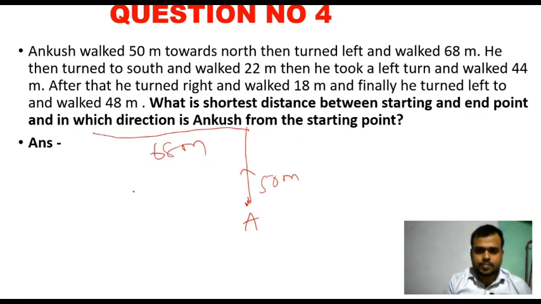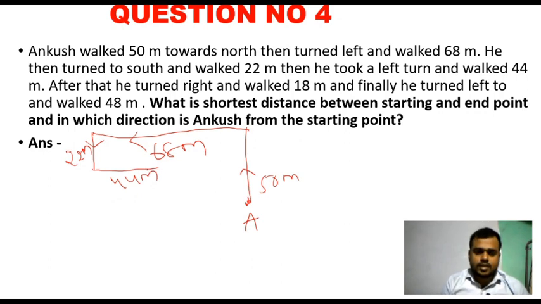He then turned south. Now after reaching this point, he turned south and walked 22 meters. This is 22 meters. Suppose this is 22 meters. And he again took a left turn. Now after reaching this point, the left turn is in the east direction, and he walked 44 meters. Now this is 44 meters.